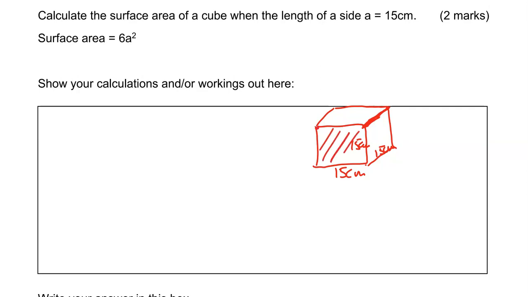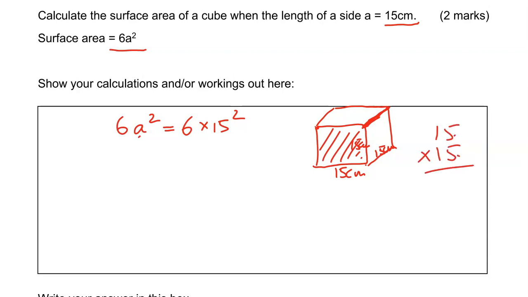So surface area, we'll need to work out the area of one of the faces and then multiply it by 6. That's what this is telling us as well. So 6 lots of a squared. So a is 15. To work out 15 squared, we'll do 15 times 15.